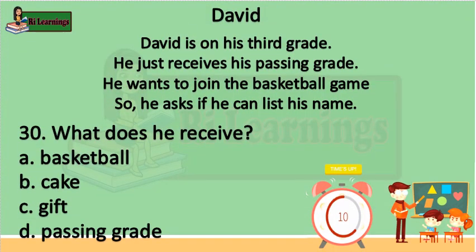30. What does he receive? A. Basketball. B. Cake. C. Gift. D. Passing grade.